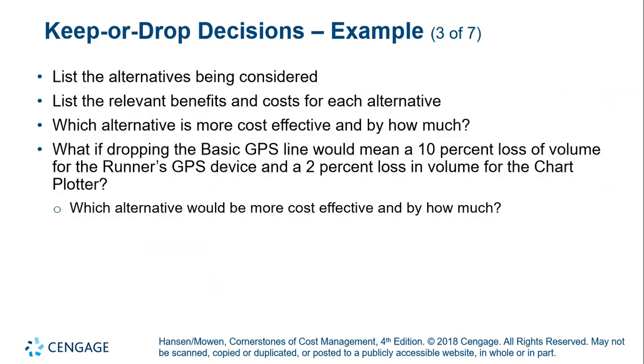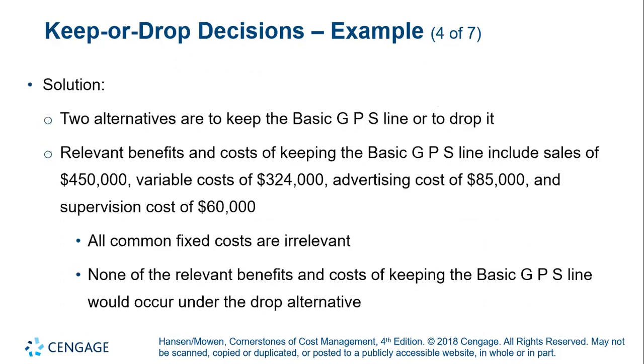Okay, so keep or drop decisions. Example: list the alternatives being considered. List the relevant benefits and costs for each alternative. Which alternative is more cost effective and by how much? What if dropping the basic GPS line would mean a 10% loss of volume for runners GPS and a 2% loss in volume for the chart plotter? Which alternative would be more cost effective and by how much?